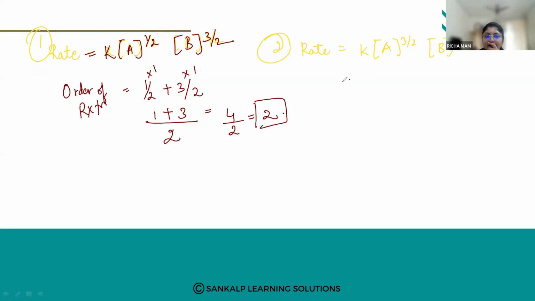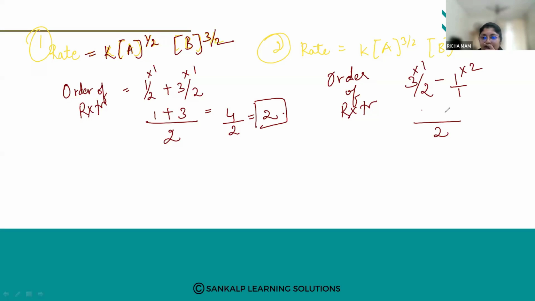Now the second one, calculate the order of reaction. Okay, 2.5? Let's see. This is minus 1. If you take the common denominator, it will be 2. So 3 by 2, and minus 1 is minus 2 by 2. So it is 1 by 2. It is half. Yes, the second one is half. Very good. It is half or 0.5.